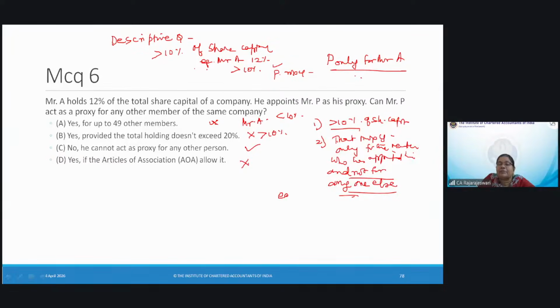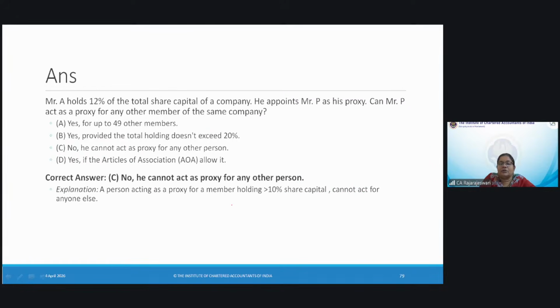So you can give an example in the exam. Mr. A holds 15% of the share capital, he appoints Mr. P as the proxy. P can act as a proxy only for A. You have to make a mention of that, only for A. So you have to make known that you have read and understood the provisions correctly. That is how you should write the descriptive answers. So a person acting as a proxy for a member holding more than 10% share capital cannot act for someone else. That is the explanation.